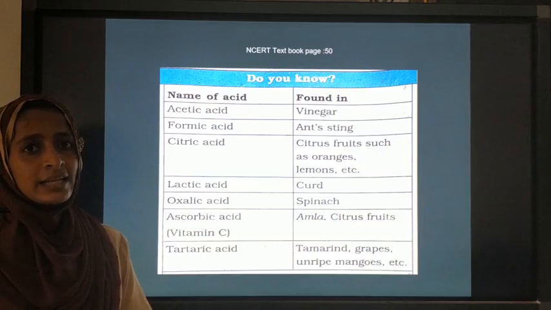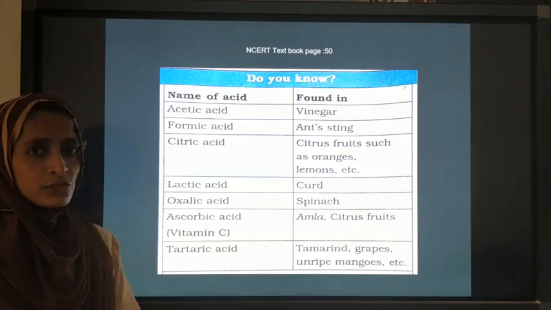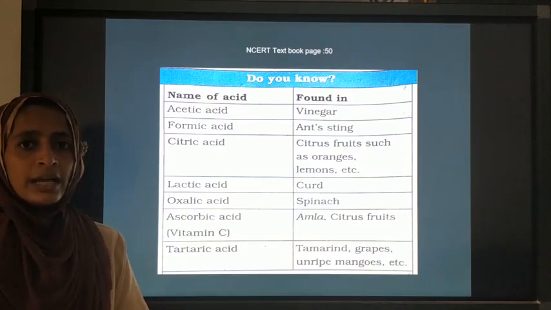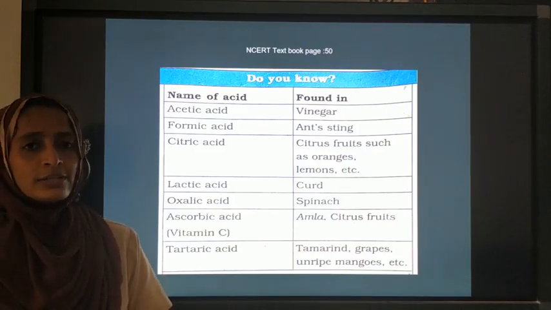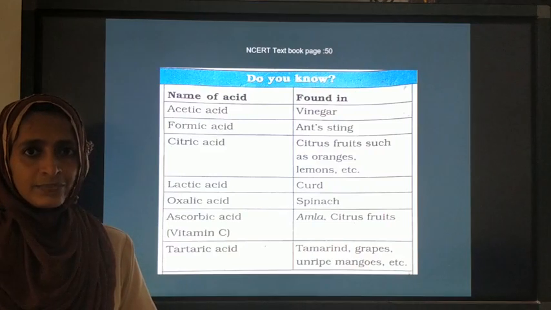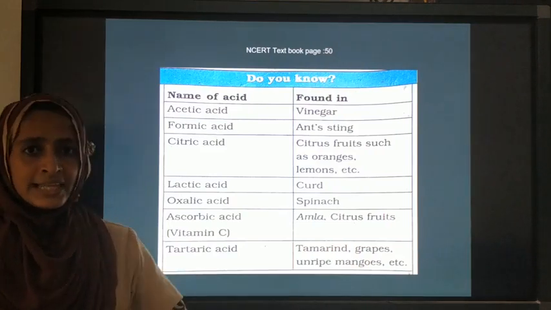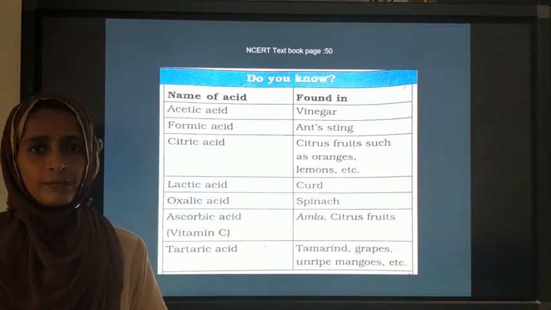Acetic acid is present in vinegar. So, what is the acid present in vinegar? It is acetic acid. See, in vinegar, actually it's not 100% acetic acid. It is acetic acid plus water. Both are present in vinegar.